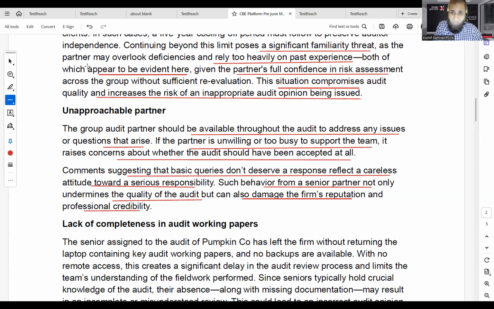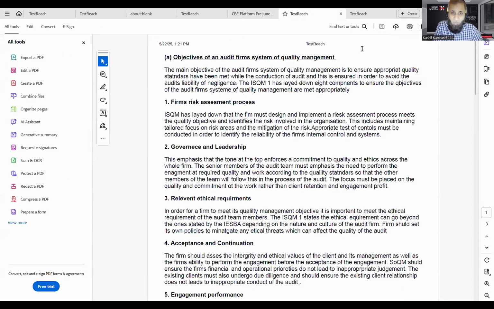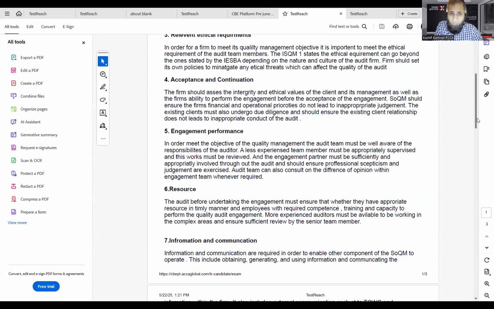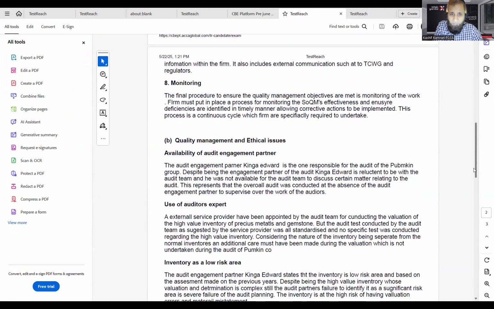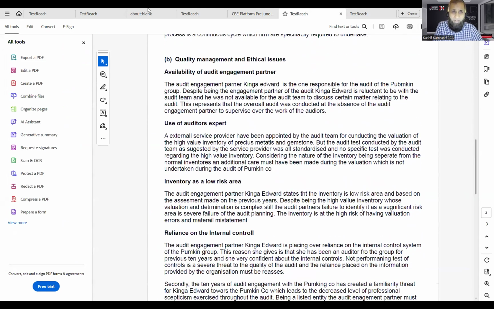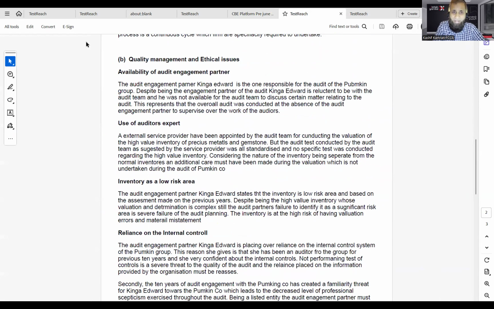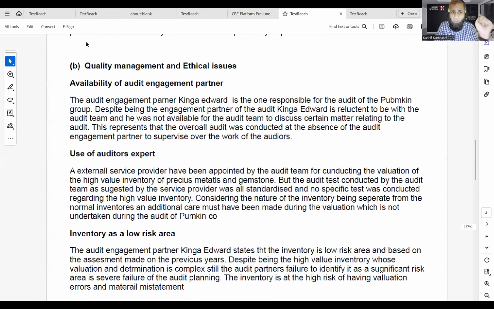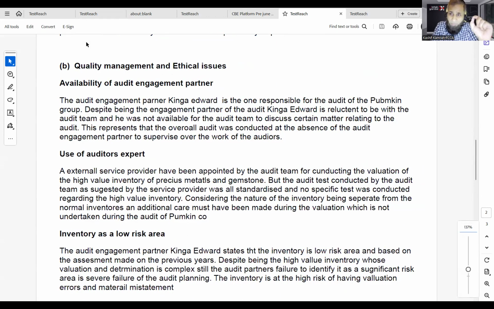Another glimpse of another student answer, which used the three headings turnip, yam, and EQR. Look at this student answer for the part B. Again, the student went well with headings. You can see how many headings the student has used. Availability of the audit engagement partner. So the moment you read the heading, you immediately click which point the student is writing.